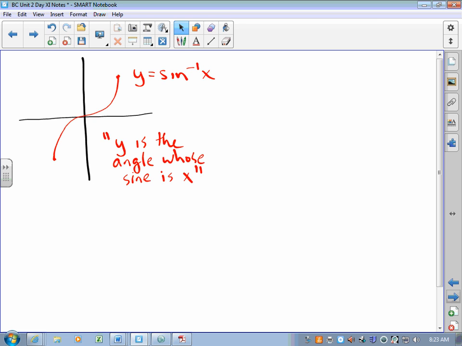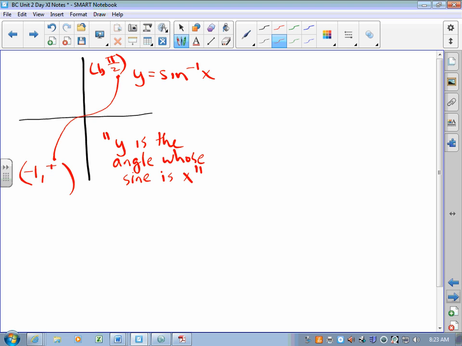So what does that mean? Well, that means that the sine graph goes through (pi over 2, 1), and so the inverse sine graph goes through (1, pi over 2). And the sine graph goes through (negative pi over 2, negative 1), and so the inverse sine graph goes through (negative 1, negative pi over 2). That graph is the reflection in y equals x of the sine graph with a restricted domain so that it passes the horizontal line test.